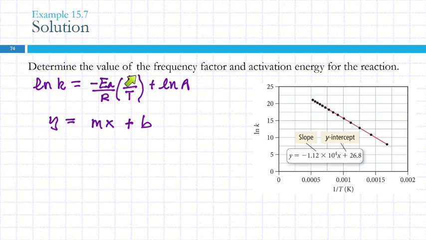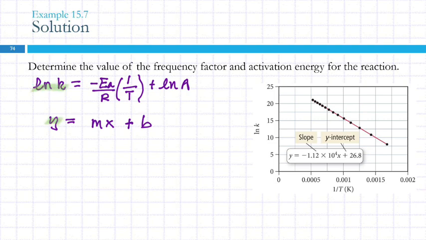If you need some help being able to see this form in a kind of messy equation like this, please ask me during lab. Because if you can't see it, then it's really hard to do these problems, and I can help you see it. It's not that hard. It's just a little bit of practice.